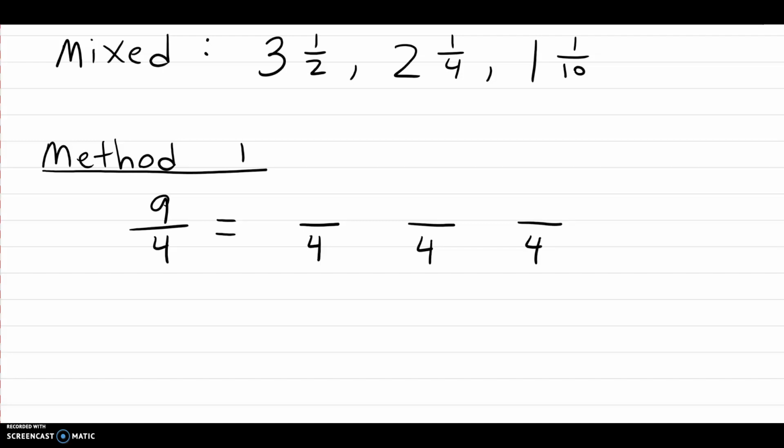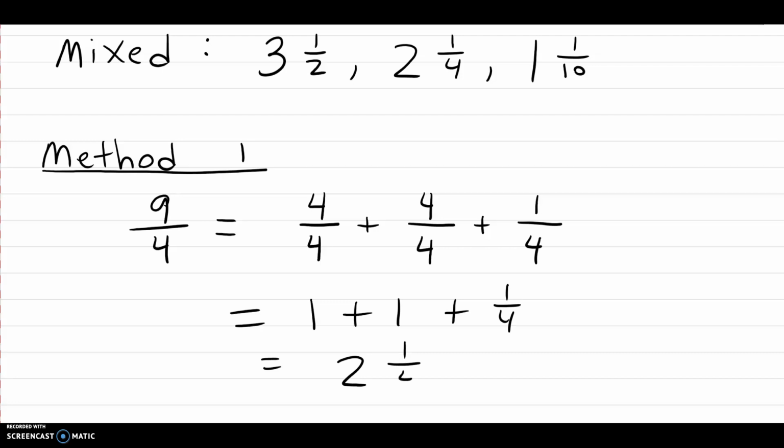So 9, I can keep taking away 4. So 9 minus 4 is 5. So I have 4/4, another 4/4, and 1/4. So I'm just breaking up the 9 into the pieces that make it smaller, because now 4/4 and 4/4 I can turn into 1, and then 1 plus 1 is 2. So 9/4 is the same thing as 2 1/4. So I really just tried using the denominator and creating whole fractions that give me the number 1 to make this easier.